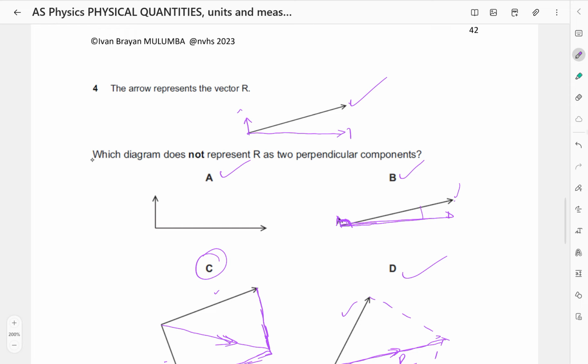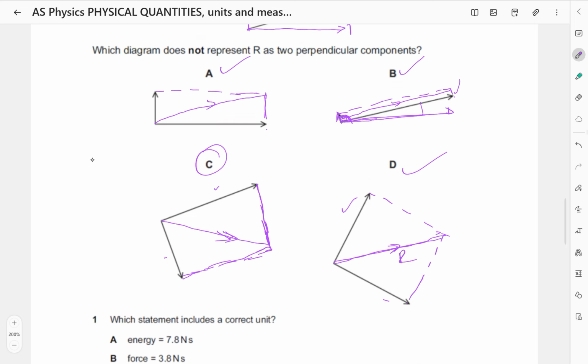Why? Because if we try to complete these diagrams by measuring using a ruler, this can be R. You can also try this one if you want. When I try this one, you notice that it points below the horizontal, so this one cannot represent R. Therefore, our answer is C because they said which diagram does not. So the answer is going to be C.